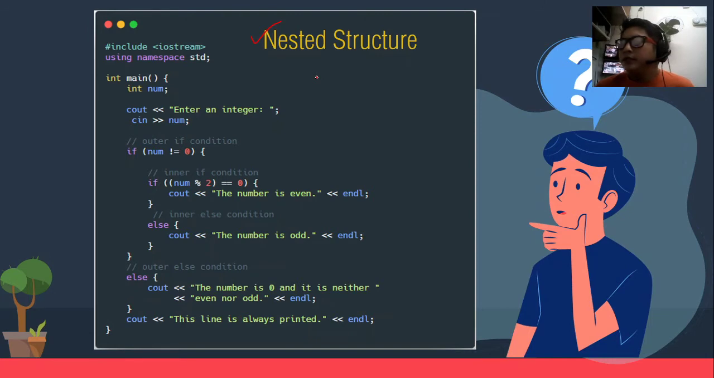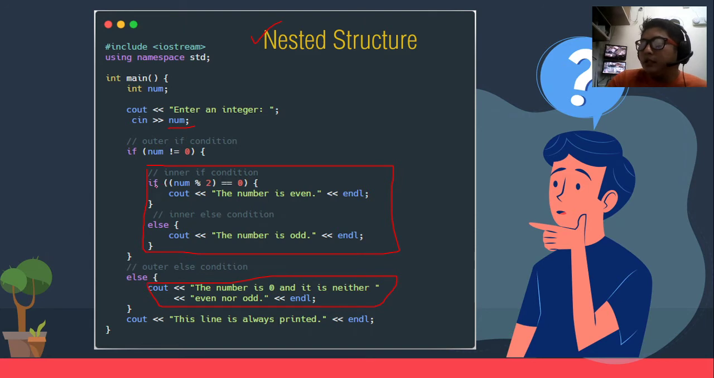Nested statement is just branching several conditions together. So as you can see in my example, I allow the user to input numeric data. If the number inputted is not equal to 0, which means if the input is 1 and above, we'll be executing this block here. If not, this one will be executed.